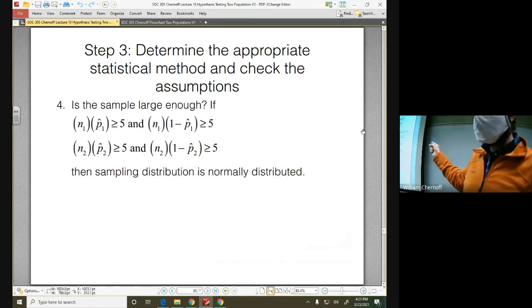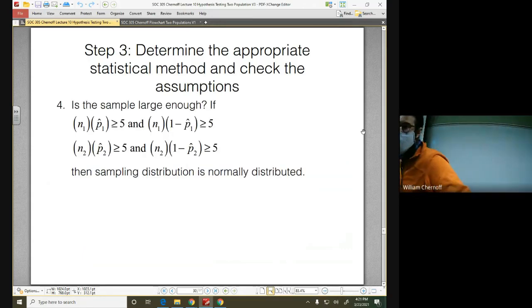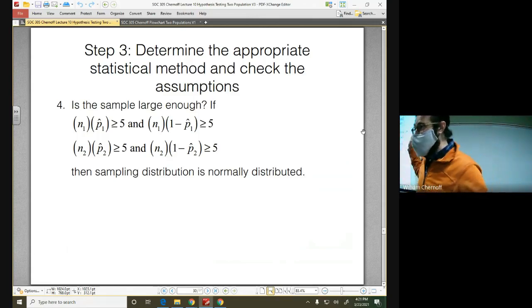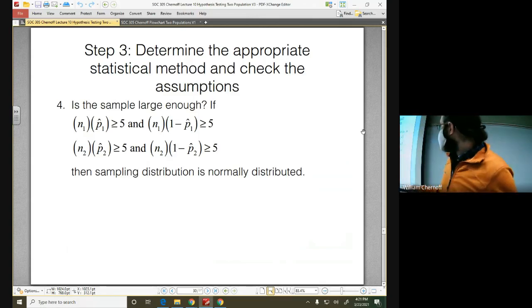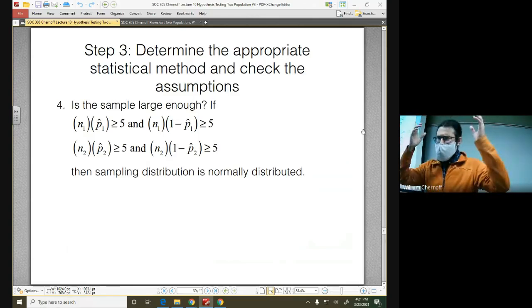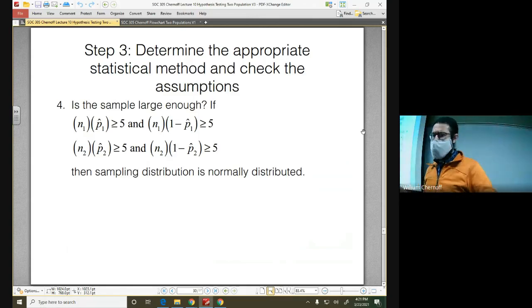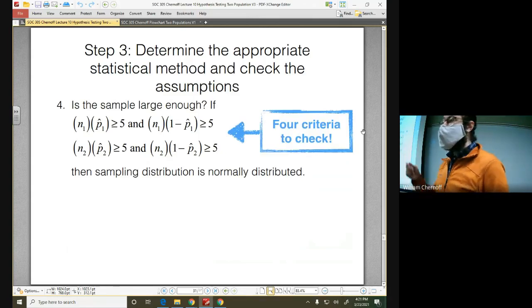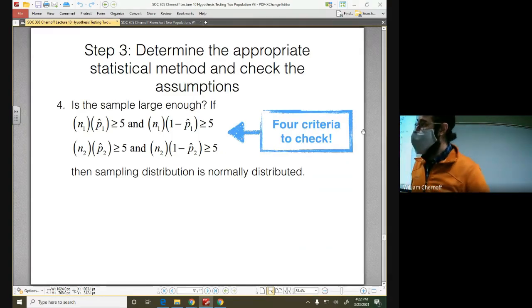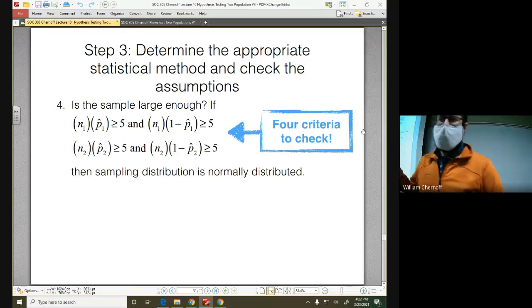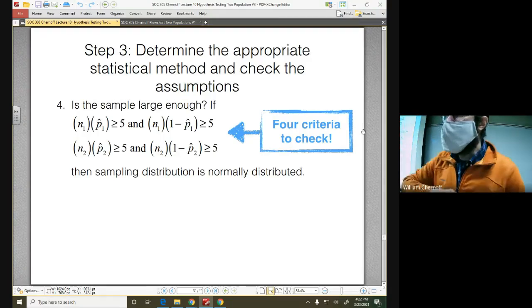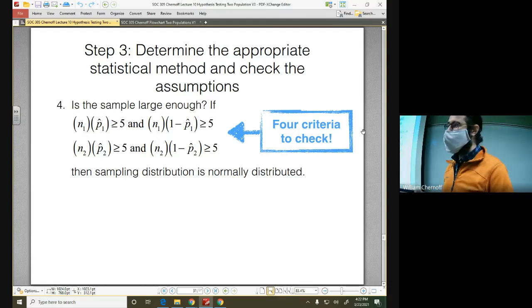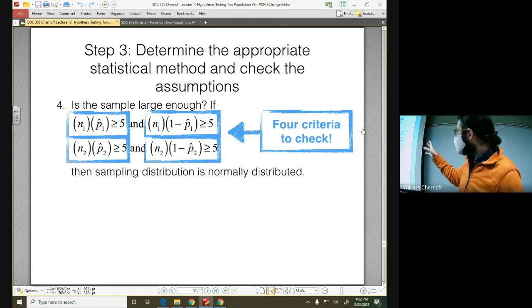Now the fourth assumption, this is the tricky one. You have to push up your sleeves. And you have to do the work to check if this one is valid or not. So this is this large sample assumption. So there are 4 criteria that you need to check. And if any one of these isn't satisfied, then the whole assumption isn't satisfied. So you need to check them all. So there are 4 of them.